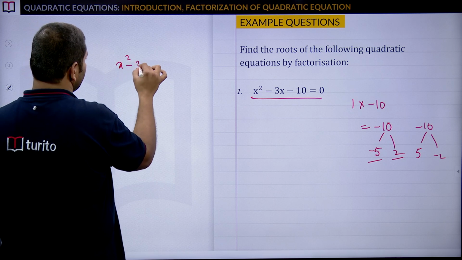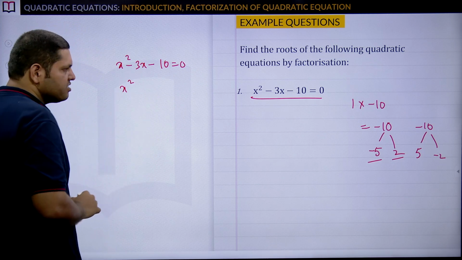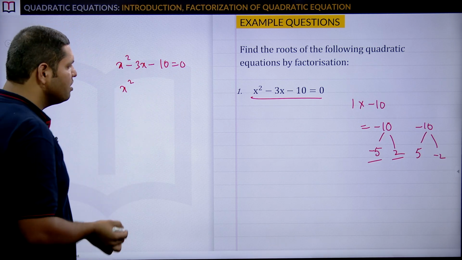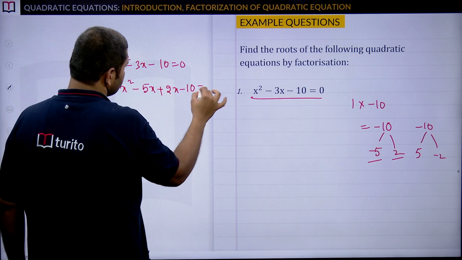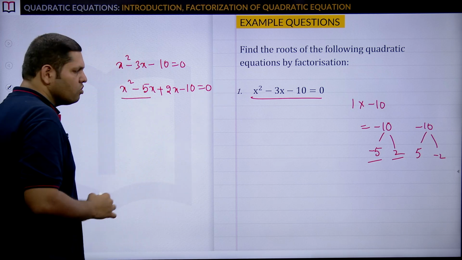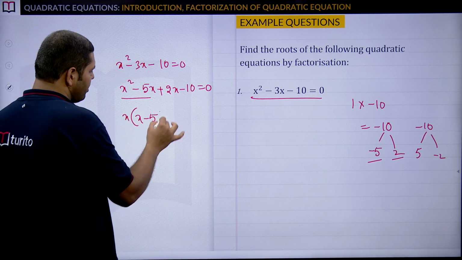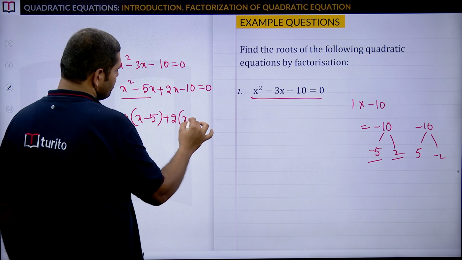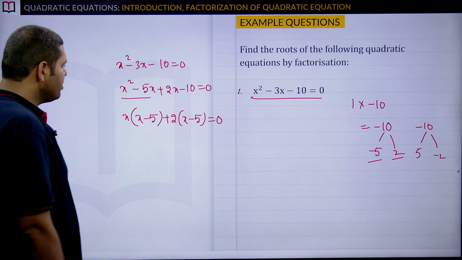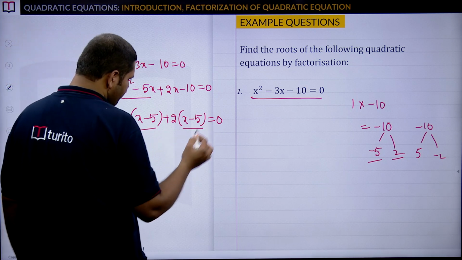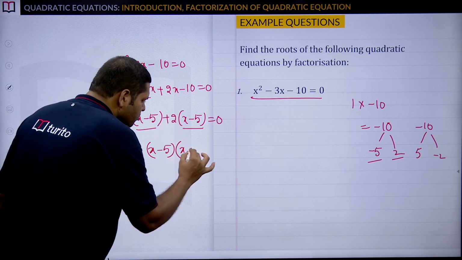So x square minus 3x minus 10 equal to 0. Then, children, this minus 3x I am writing as, the suitable combination, minus 5x plus 2x and minus 10 equal to 0. Children, take x as a common term. So if we take x as a common term, this is x minus 5, and take 2 as a common term, so this is x minus 5 equal to 0. Then, children, the overall common is x minus 5. If you take x minus 5 common, this is x plus 2 equal to 0.